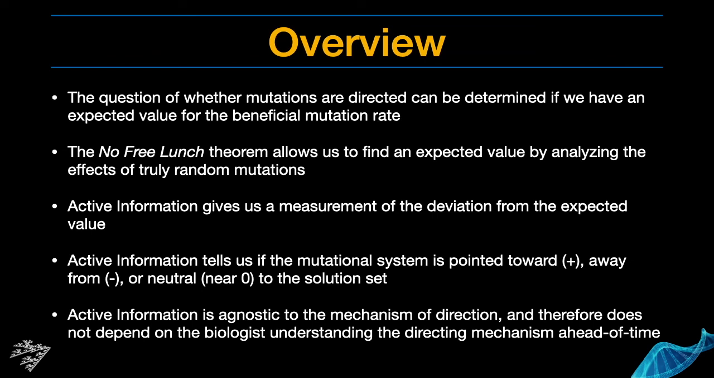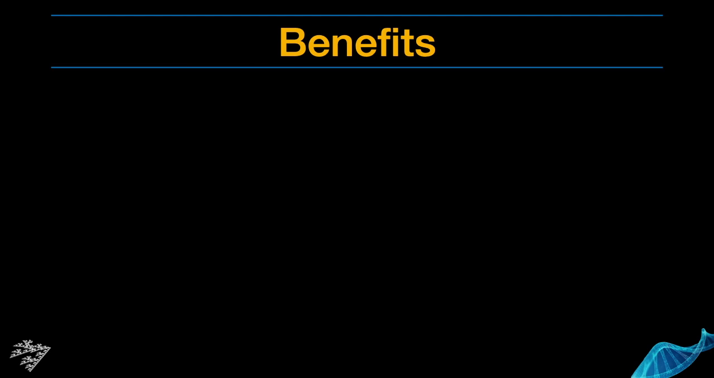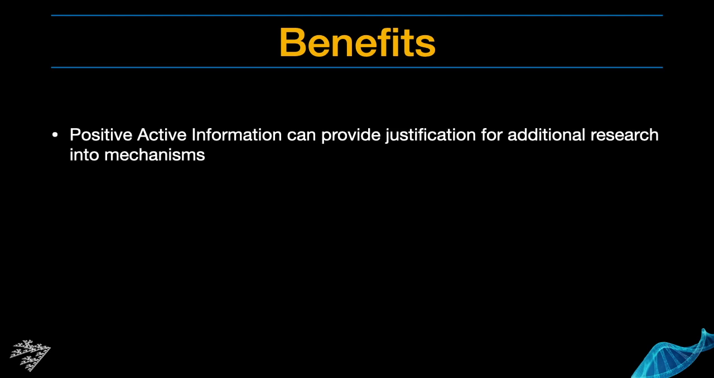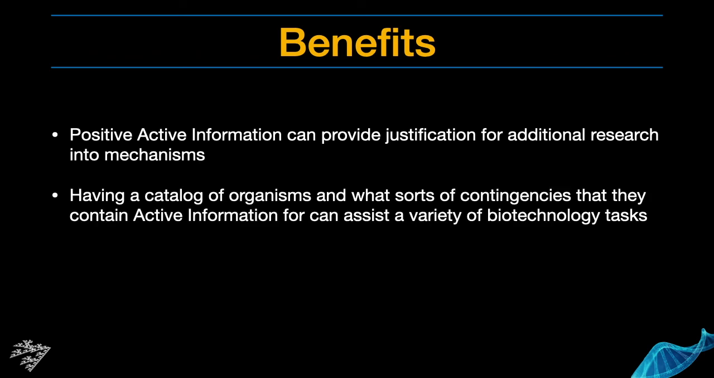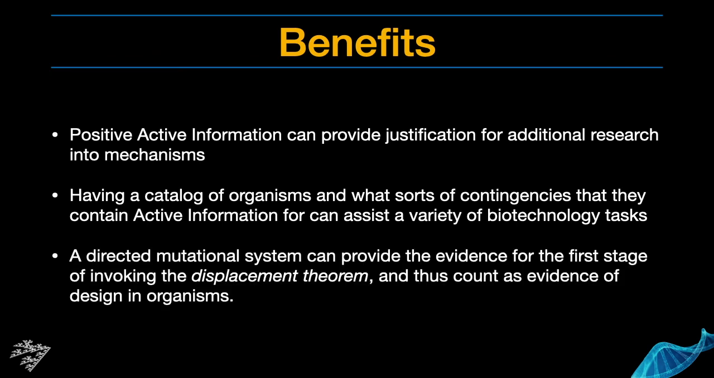So this allows biologists to figure out where they should be pointing their research, because we can figure out that there's directedness before we figure out how there's directedness. So this provides lots of benefits. As I mentioned earlier, if you find a mutation that has positive active information, this provides justification for additional research into mechanisms. Having a catalog of organisms and what sorts of contingencies they contain active information for can assist with a variety of biotechnology tasks. And a directed mutation system can provide the evidence for the first stage of invoking Dembski's displacement theorem, and this will count as evidence of design in organisms.